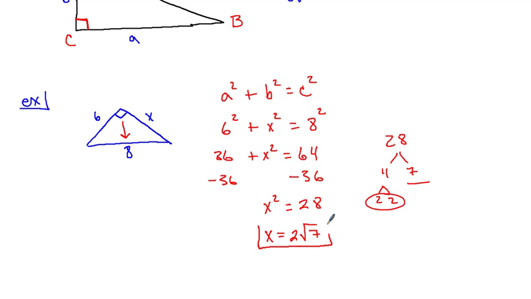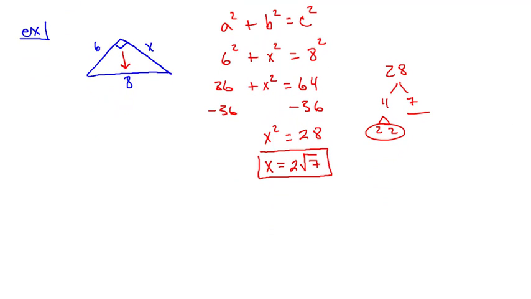Okay, so for this unit, for this chapter, we want to leave all our answers like this. The calculator is not going to be your friend on this test. Decimal answers are not going to count. The only thing that counts is simplified radicals.